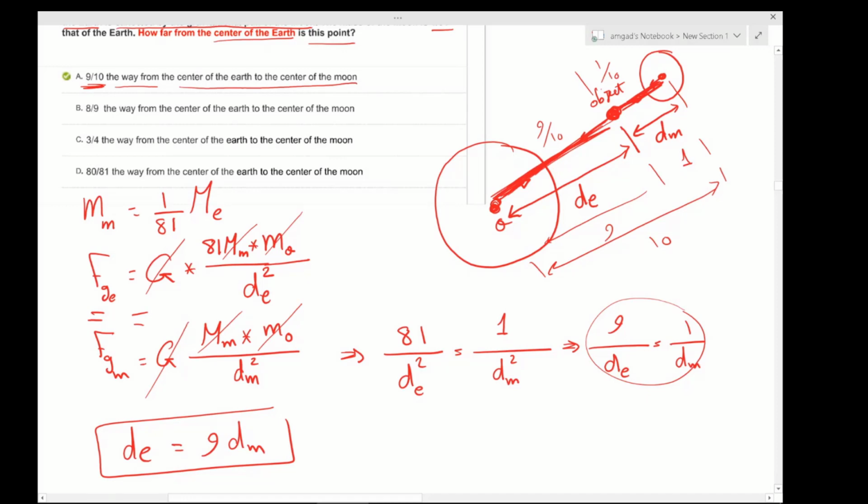So it's not 9/10 of the total distance between the Earth and the moon. So this is the right one. Okay.